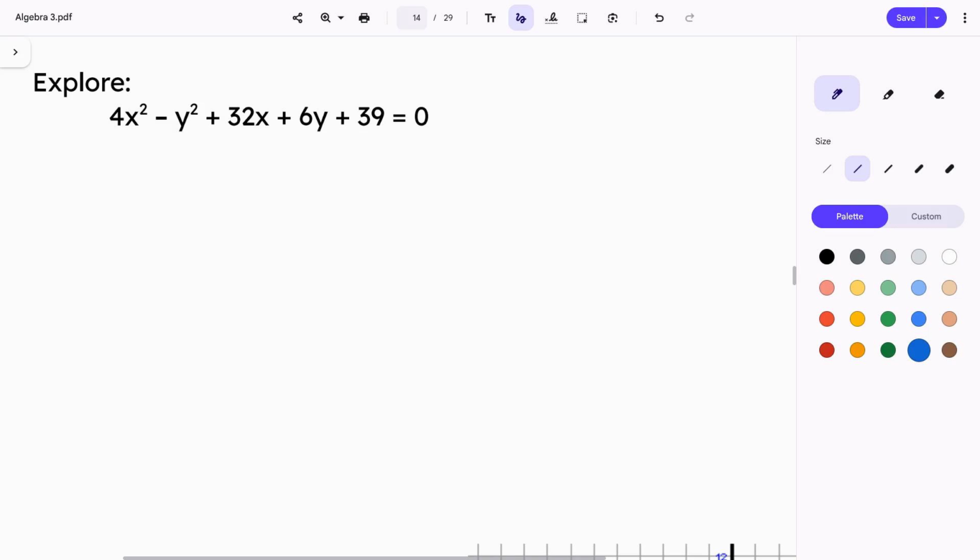What should I be grouping together? Yeah, the x and the y. So 4x squared and the 32x should go together. And I'm going to go ahead and just draw in my blanks here as well. And then my y's need to go together as well.